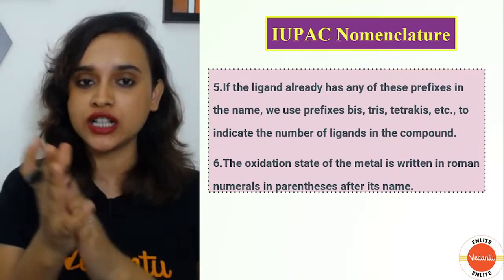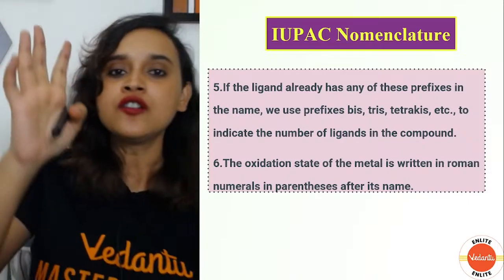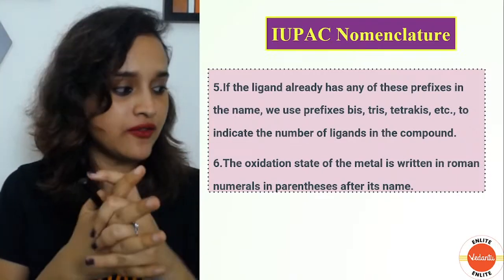So once again, everybody, what are the rules? The first rule is, am I explaining it, Meghna? Are you understanding? Firstly, what do we write? Cation first, then anion. Say it with me, everybody.